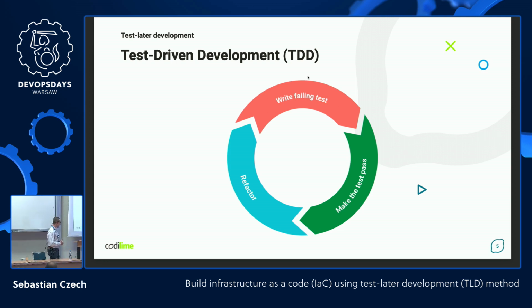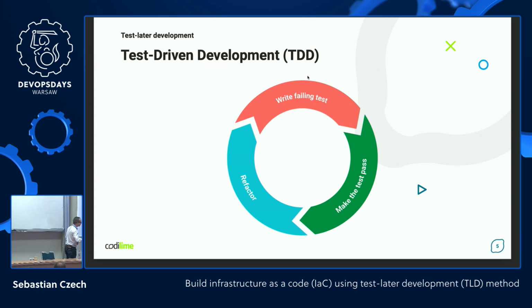And what is the next step? After we have that kind of test, we are making as small an amount of code as possible to make that test pass. If the test is green, we are refactoring our code and we are starting the next cycle. So we are doing as many iterations as needed to deliver the final solution.